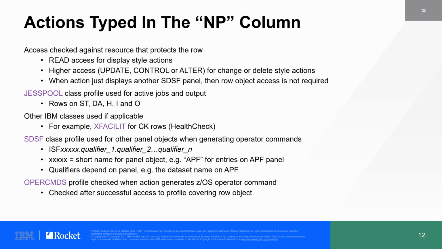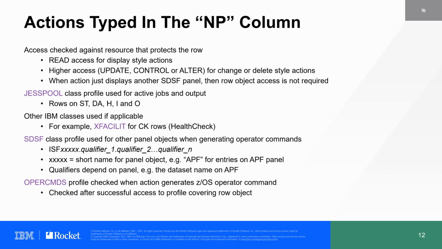And there are some awfully named SDSF class profiles for other panel objects. And unfortunately, we painted ourselves into a corner 20 odd years ago with this naming standard, where it's ISF.XXXX, where XXX is some sort of short name for the panel object, like APF, LNK, or PARM, or whatever. And unfortunately, as we increase the number of panels, and we have increased the number of panels by quite some distance, we're generating out these new row level profiles. Unfortunately, that's the situation we're in, and it's just something that exists at the moment.